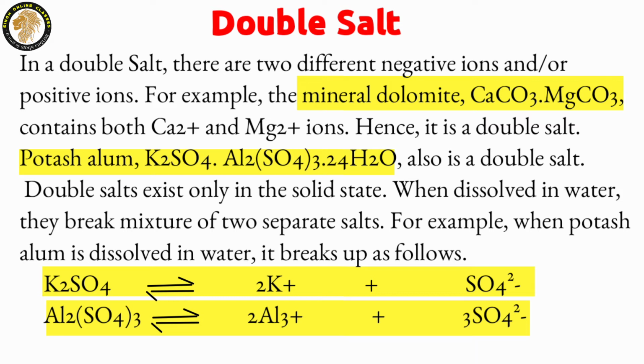For example, when potash alum is dissolved in water, it breaks up as follows. You can see K2SO4 gives 2K+ plus SO4 2-. Here Al2(SO4)3 gives 2Al3+ plus 3SO4 2-. And you can see here the sign of reversible change. This reversible change represents how they dissociate in the presence of water. Otherwise they will return back to the previous condition.